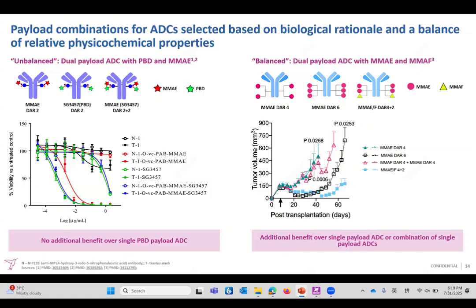Whereas on the right, a group recently showed that with an auristatin plus auristatin combination, they were able to achieve some level of synergy because of the relative potency balance between the two payloads. In fact, here they have a non-cleavable and a cleavable one, some bystander effect, non-bystander effect. But they also showed, as we have shown in our hands too, that the combination of single payload ADCs was inferior because of the utilization of the same target.